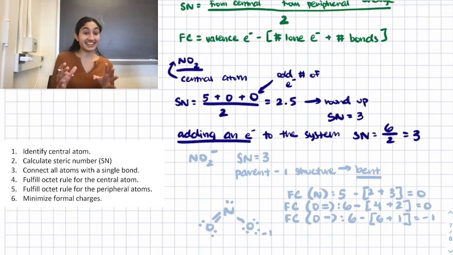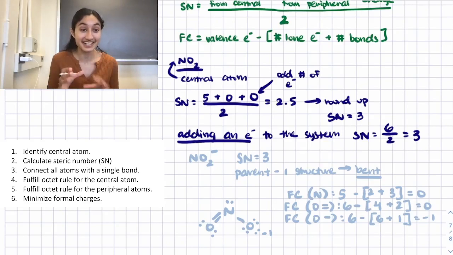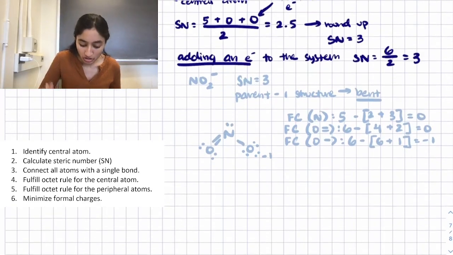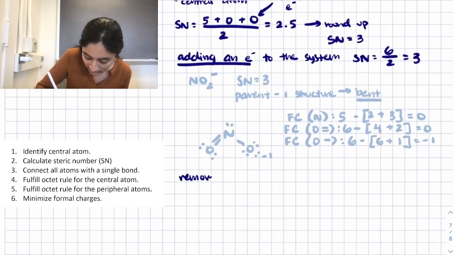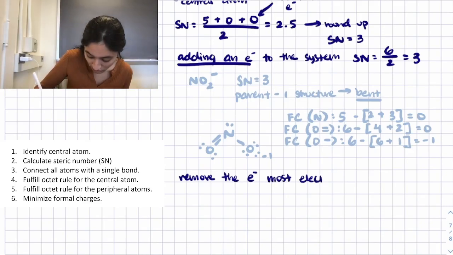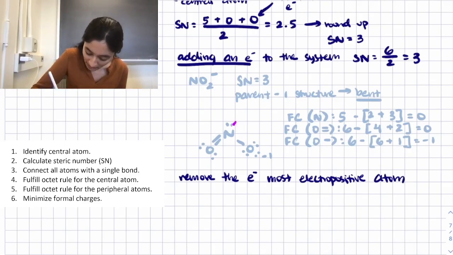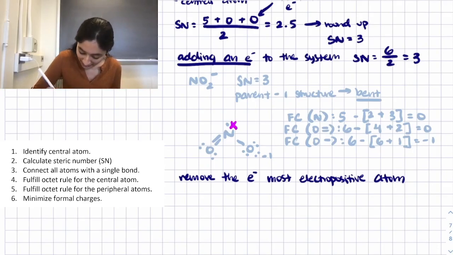Now, before we say that this is the complete Lewis structure, remember what we did. All of this was under the assumption that we're adding an electron. So now we need to remove that electron. But where do you remove that electron from? You're going to remove the electron from the most electropositive atom, the one that's most willing to give up the electron. And in this case, that's the central atom, the nitrogen. So I'm going to remove an electron from nitrogen. I'm going to redraw my Lewis structure.